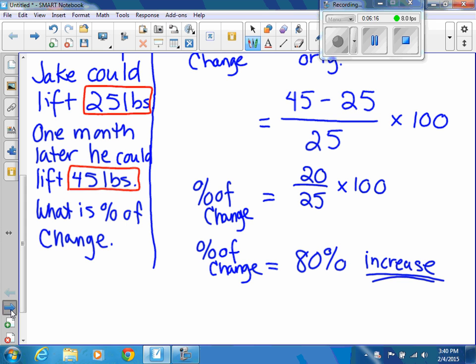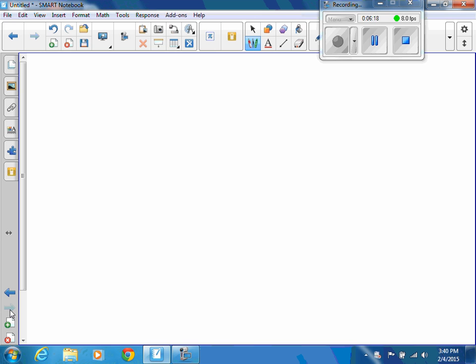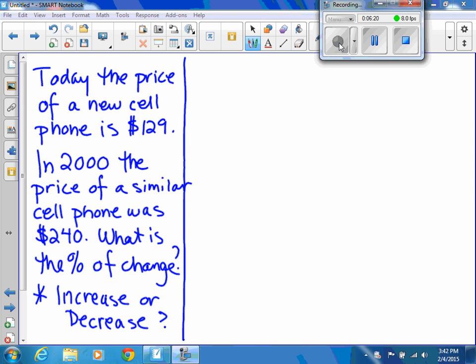Let's try another one. Okay, today the price of a new cell phone is $129. In 2000, the price of a similar cell phone was $240. What is the percent of change? I put a little asterisk here, or star, to remind you that we're looking also, is it an increase or is it a decrease? So make sure you're remembering that for the last part of our problem.